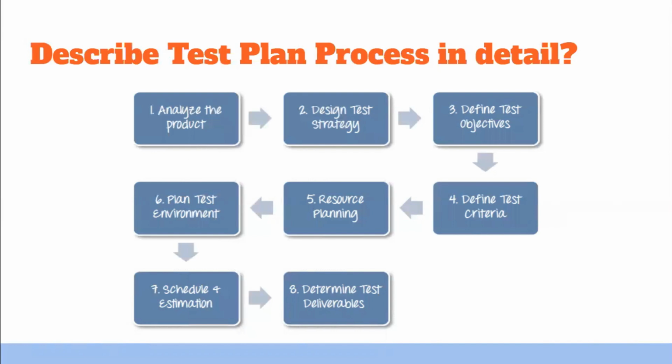Third is define test objective: what is your main goal here? Now, define test criteria: what will be the test criteria, and what type of testing are you going to perform? Resource planning: how many people will be needed? Plan the test environment: based on your requirements and your tools, you will set up an environment. Schedule and estimation: how many test cases will be executed in the first iteration, and which are high priority. So what test cases will come in your smoke testing. All these things are covered in step number 7.